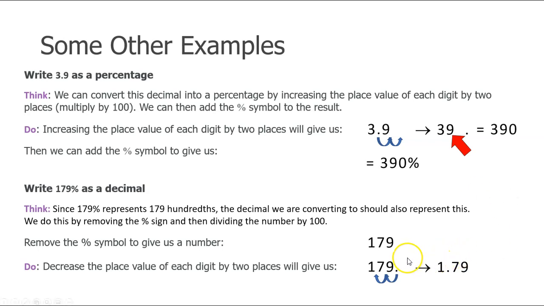Again, a reminder, I'm not using an equal sign because these are not equal to each other. 179 is not the same as 1.79. It is a step in our process for getting an answer. So 1.79 is the equivalent of 179%. One whole, which is 100%, and 79, which is 0.79. So that is how we get our final answer.